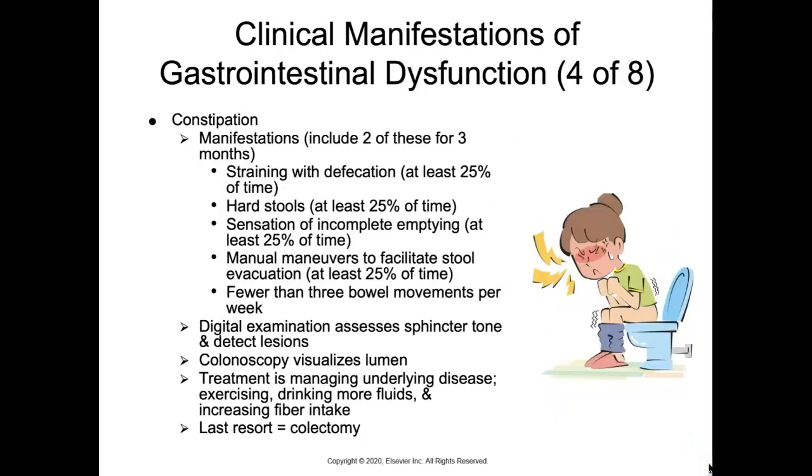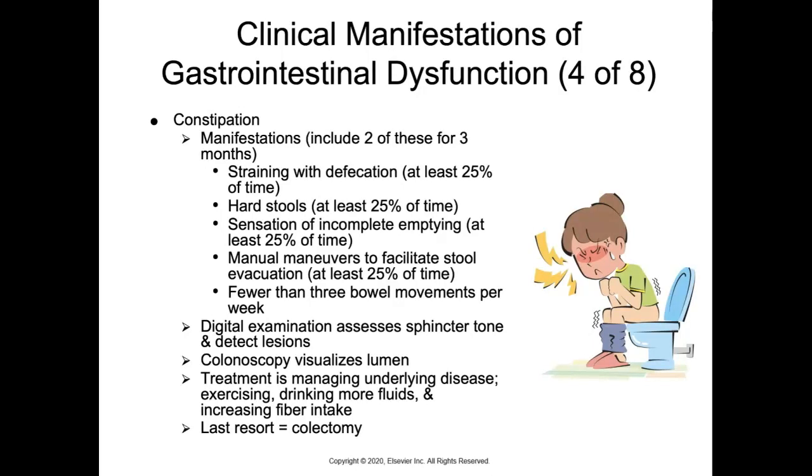Now let's talk about some of the clinical manifestations. Someone is classified as having constipation if they have two of these for 3 months. The first is straining with defecation at least 25% of the time. That straining could cause engorgement of the veins in the area and cause hemorrhoids, or thrombosis with rectal pain, bleeding, and itching. Another is hard stools at least 25% of the time, which can cause painful anal fissures.